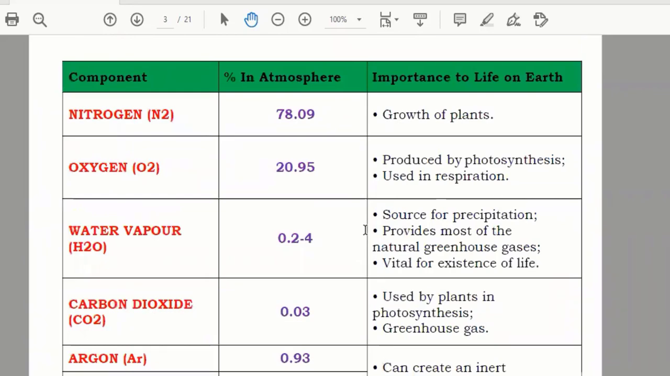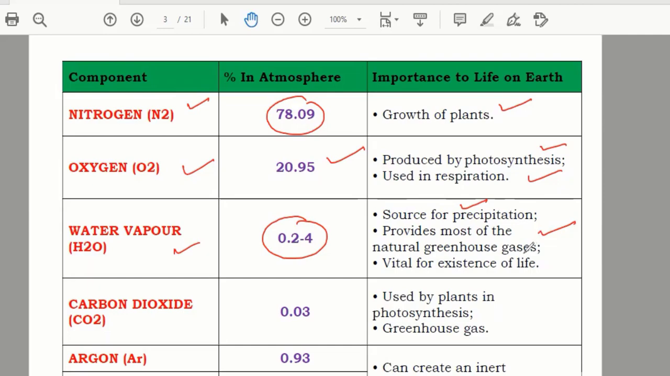Now we'll see the components in the atmosphere, their percentage and their importance. For example, nitrogen in the atmosphere is 78.09%. It's good for plant growth. Oxygen is 20.95%, produced by photosynthesis and used in respiration. Water vapors are the source of precipitation; if there are no water vapors, no precipitation. They provide most of the natural greenhouse gases.